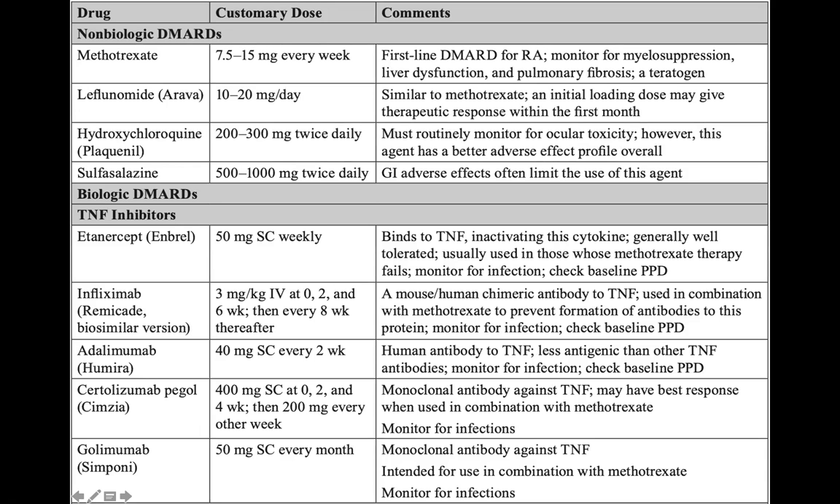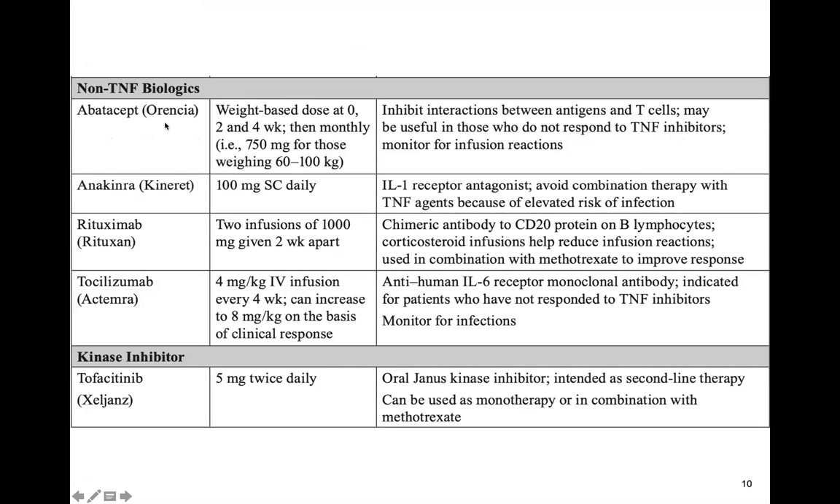This table is a summary of the agents, so you can see the non-biologic DMARDs, methotrexate being the gold standard here, and some of the comments. And then the biologic DMARDs, most of them being tumor necrosis factor inhibitors. Then there are the non-TNF inhibitors, and these can have a wide range. They can inhibit interleukin 1, interleukin 6, CD20, and so on and so forth. And then this one is a kinase inhibitor, tofacitinib. It's a Janus kinase inhibitor, and we'll go over that later on.